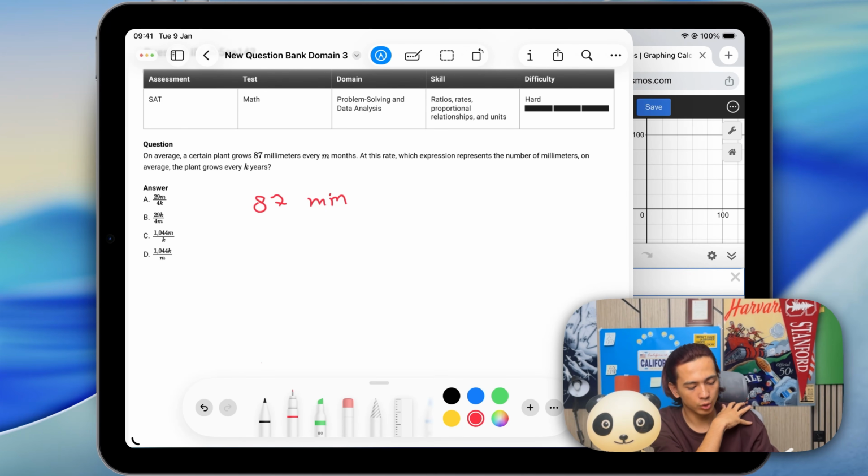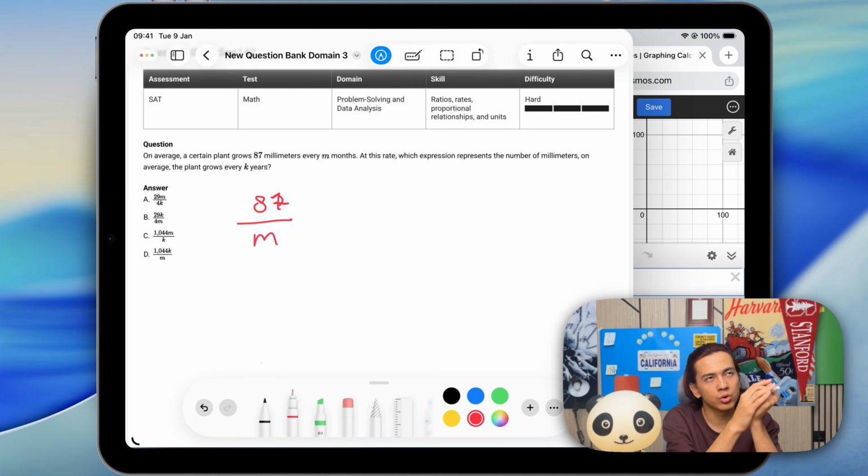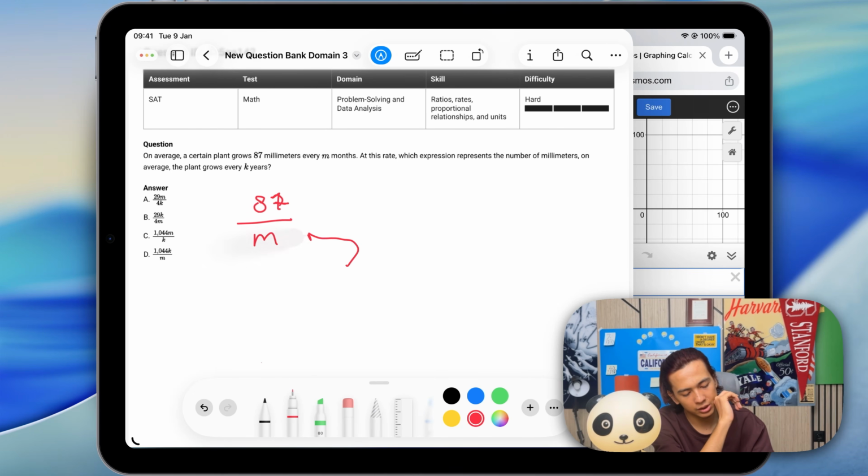So the average growth then becomes 87 over m. Think about it. If you increase by 87 millimeters in 2 months, you just divide 87 by 2. If you increase by 87 every 6 months, you divide it by 6 to get 1 month's increase. If you have an increase of 87 in 1 month, you divide by 1, or just nothing. Yeah. So this expression here gives the average increase per month.